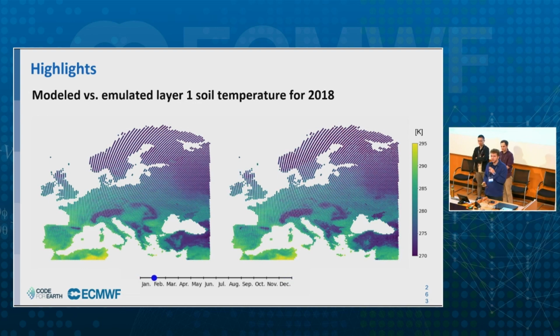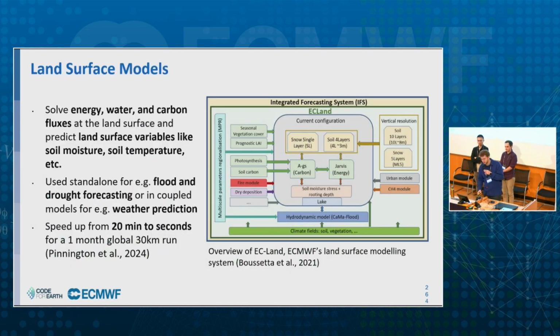Before we get into the details, though, I want to take a little step back because maybe not everyone's familiar with land surface models. So what they do is they solve the energy, water, and carbon fluxes at the land surface, and then you use those to predict future time steps, so soil moisture, soil temperature in this case.